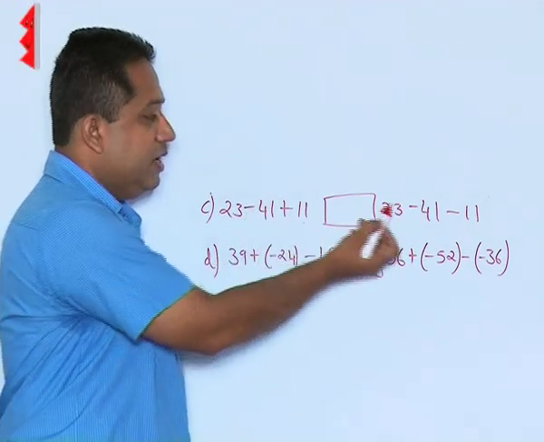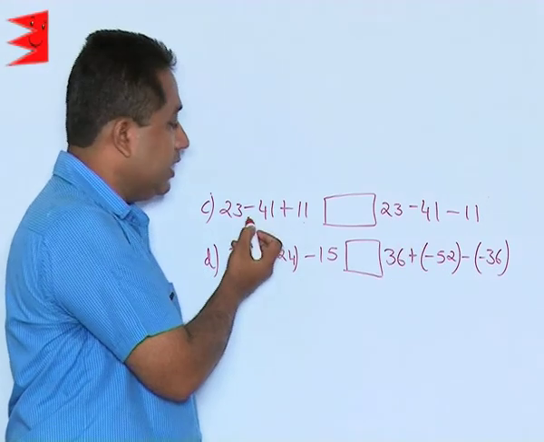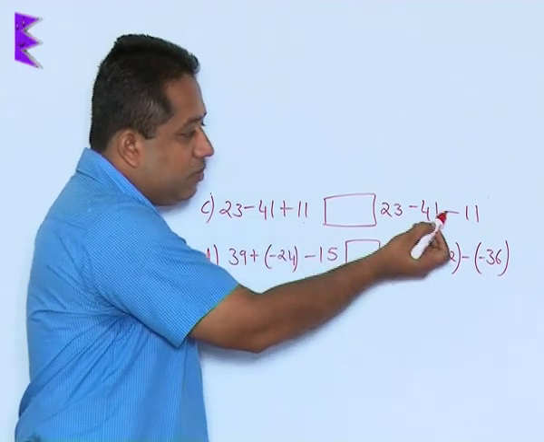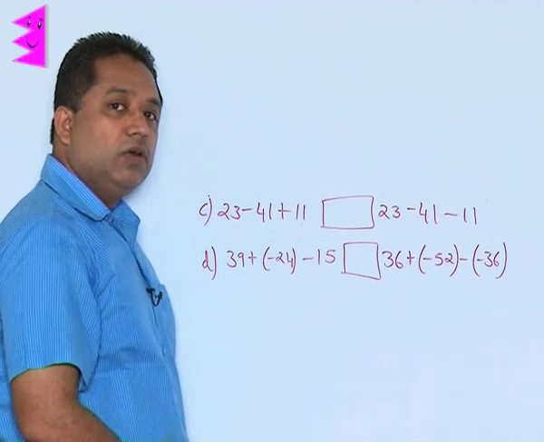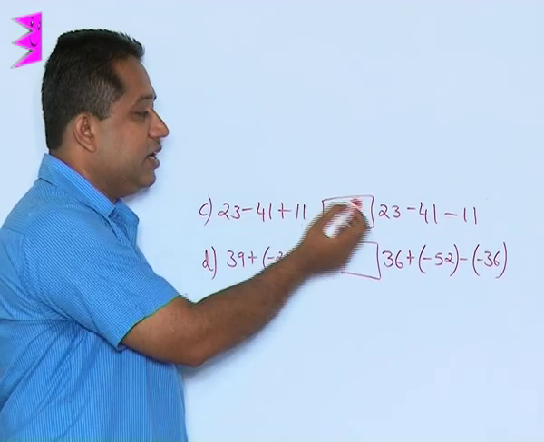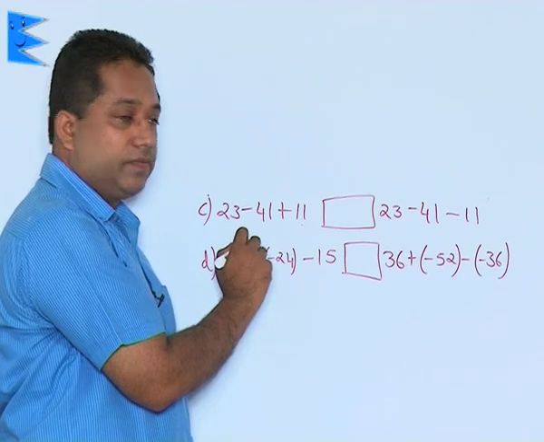Here there is a negative sign, here there is a negative sign. So that is identical. Here there is a plus sign, but here there is a negative sign. So it is not going to be equal. We will have to solve the LHS and RHS and find out which side is greater.